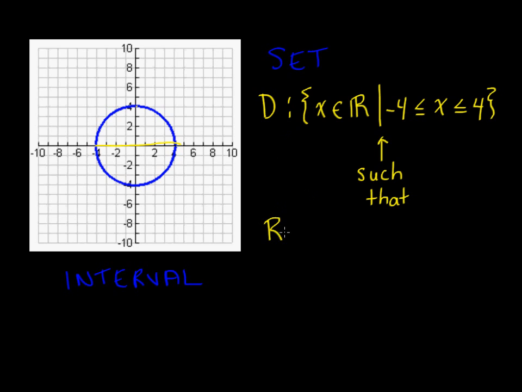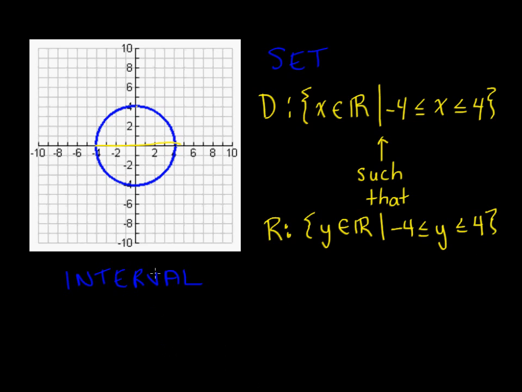Okay. Similarly, the range, the y values also have to be between -4 and +4. So we're going to say that this time y is a real number such that, or these are the conditions, y has to be greater than or equal to -4 and less than or equal to +4. So anything between those two values for y is okay.